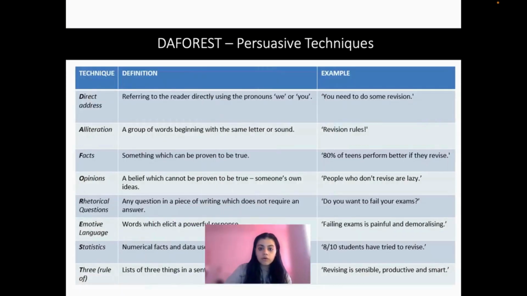We can use the forest to help us remember these persuasive techniques. So these are some examples: direct address, alliteration, facts, opinions, rhetorical questions, emotive language, facts and stats, and rule of three. Feel free to pause the video if you need to write some of these down or just make a few notes.